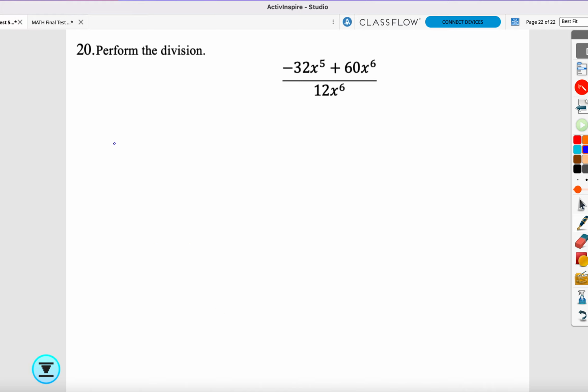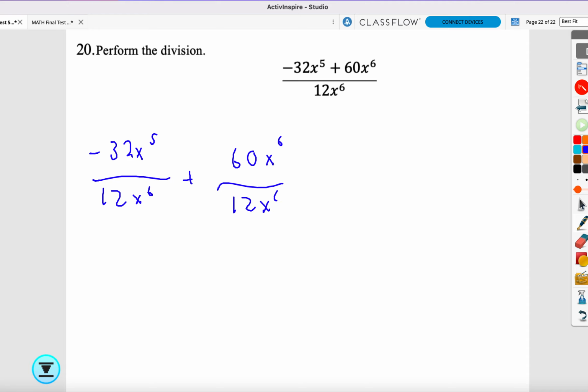So here we have the same thing. We have negative 32x to the 5th over 12x to the 6th plus 60x to the 6th over 12x to the 6th. This is the same thing here, so they're going to cancel out. 60 divided by 12 is 5. Here, negative 32 over 12, they don't divide evenly. 5 minus 6, so it'll be x to the 5 minus 6.